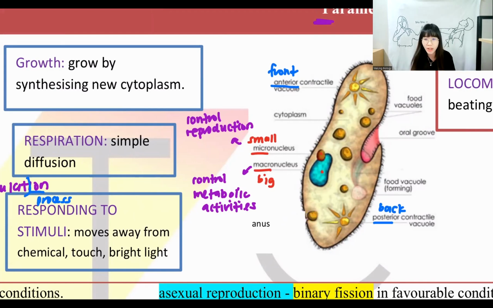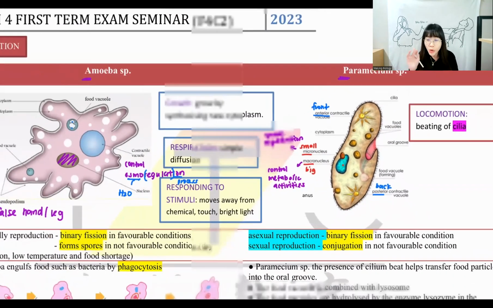The anus is the one they will excrete waste from. So they will use their mouth to eat and their anus to excrete. It's a very human thing. Okay, so this is the labor part. You have to know the labor part first.